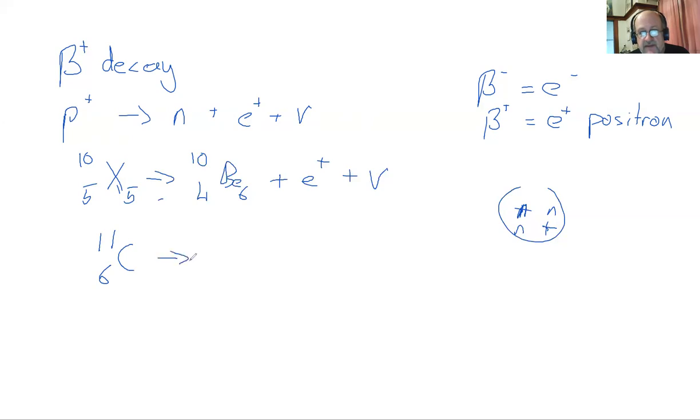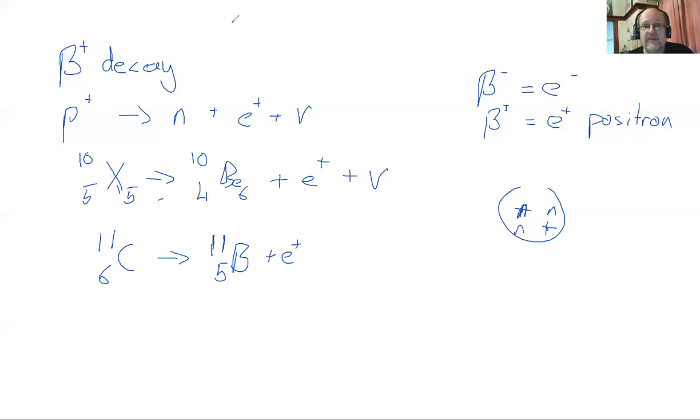Carbon 11, if that's going to do a beta plus emission, we're going to end up with a positive electron. The number of nucleons does not change, but the number of protons decreases. Because the number of protons changes, it's now a different element. And the element with 5 protons is boron. Now that's cool. So this is rarer than beta, but it still happens.